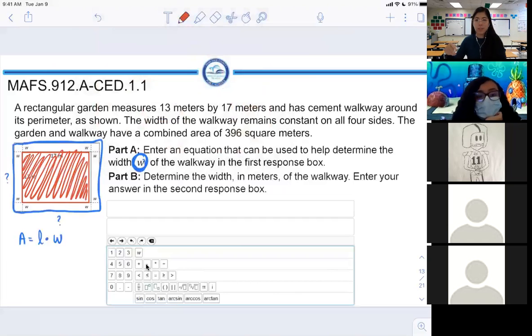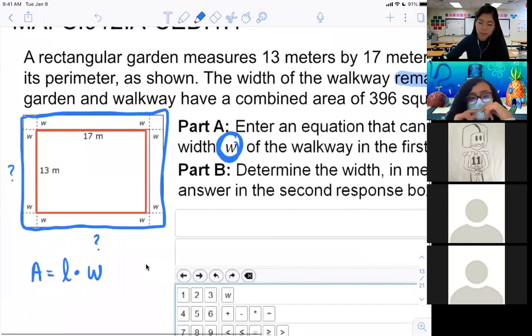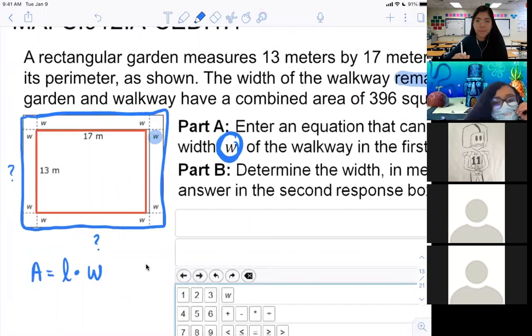including the outer portion. Miss, it says that, wait, the walkway is the bigger square, right? Mm-hmm. So it says that the width of the walkway, oh wait, never mind. It remains constant. What does it say? The width of the walkway remains constant on all four sides. And they're telling me, look at the diagram. The diagram says that the width is W, right?